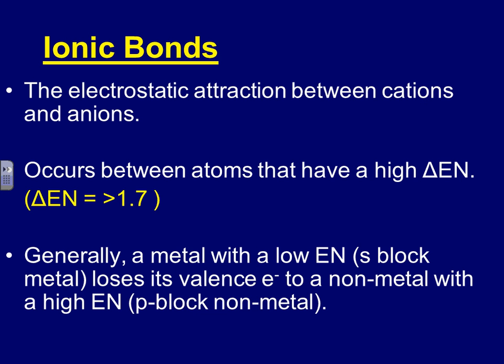So why do we have this transfer? A metal with a low electronegativity, an s-block metal. So the low electronegativities are over here. They tend to be s-block metals. They tend to lose their valence electrons to a nonmetal with a high electronegativity, and they tend to be these p-block nonmetals.